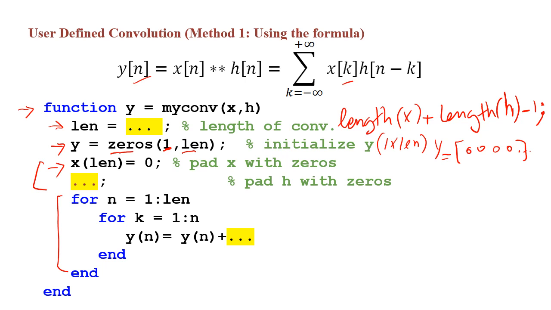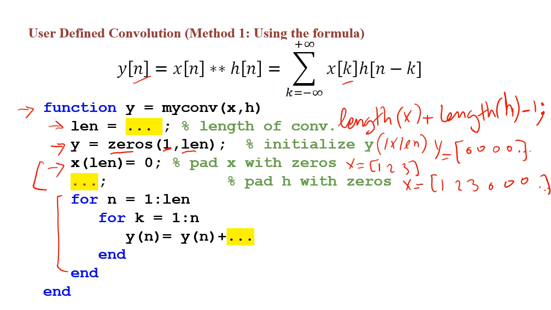So here we're saying that x at index len is equal to 0. That means we're going to pad x with 0. So assume x is equal to 1, 2, 3. Then this line of code will just simply pad x with 0. So the new x is going to be 1, 2, 3, and then zeros until you reach the length of y.